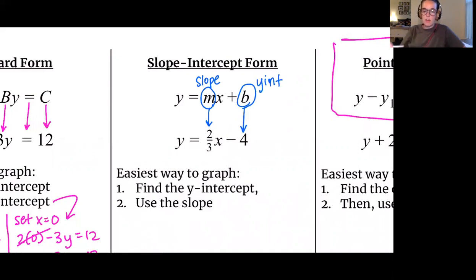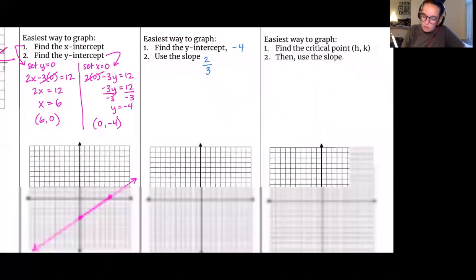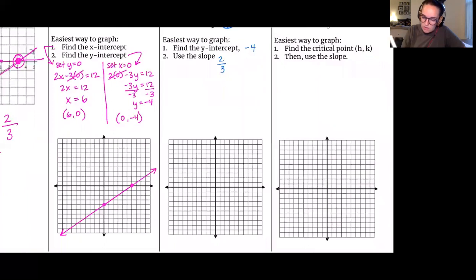So the easiest way to graph is to find the y-intercept, which is -4, and then use the slope, which is up 2 over 3. Remember, that's our rise over run. So on my graph, I'm going to go to -4, right? That's my y-intercept, where it crosses the y-axis.